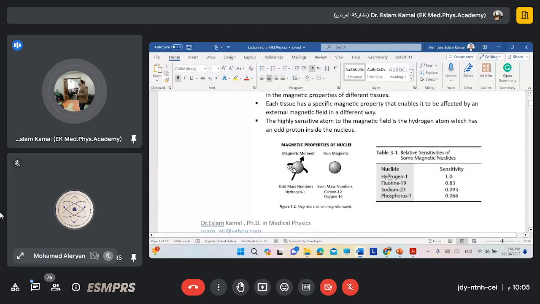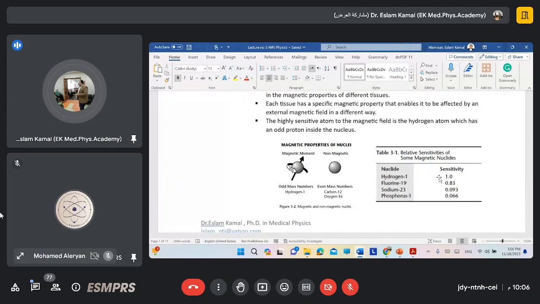As you can see in this table, the relative sensitivities of some magnetic nuclides. If we compare hydrogen with fluorine, sodium or phosphorus, you will find the highly sensitive one is hydrogen. That's because hydrogen itself contains only one proton, an odd number of protons, and there are no neutrons inside the nucleus of hydrogen. So this proton has a magnetic field in a certain direction, and there is no magnetic field in the opposite direction. That's why the proton inside the nucleus of the hydrogen atom is highly sensitive to the external magnetic field.